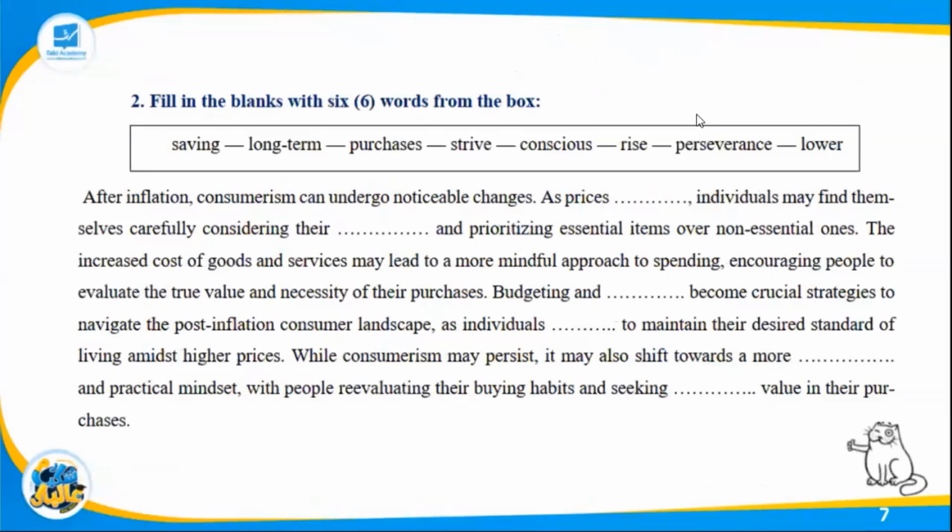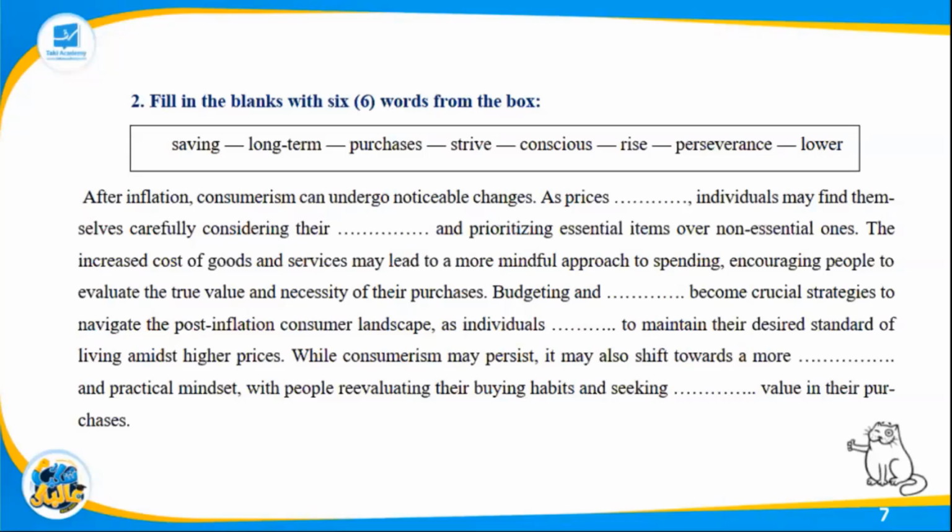I am going to fill in the blanks with six words from the box. Okay. As you can see in the box, I do not have six words. I have more. But the extra words are not far off in meaning, they are very close to other words in terms of meaning, but we need to choose the most appropriate one. Okay, so we have saving, long term, purchases, strive, conscious, rise, perseverance and lower. Okay, I see. Let's start working together.